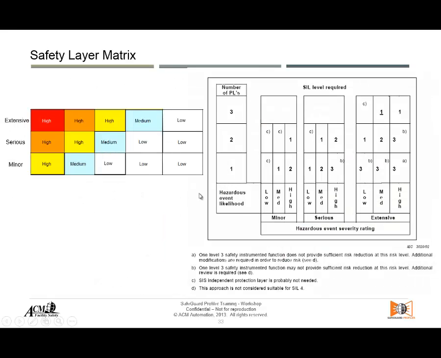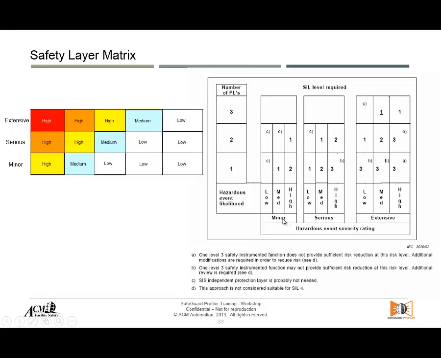After we have that and we understood that, we can look at something called the safety layer matrix, and that safety layer matrix is a way to determine the amount of risk that we have at a certain moment, and whether that risk is too high and needs some safety instrumented function to lower that risk. So this is a graphical way to do an analysis and to determine whether we need a safety instrumented function with a specific target, a safety integrity level, a specific SIL number.